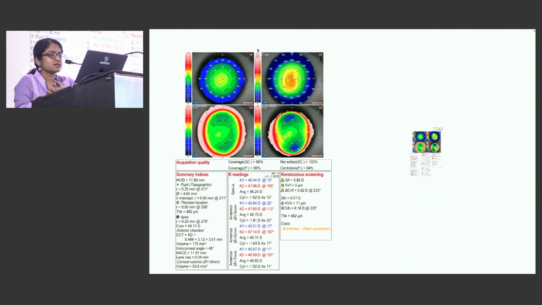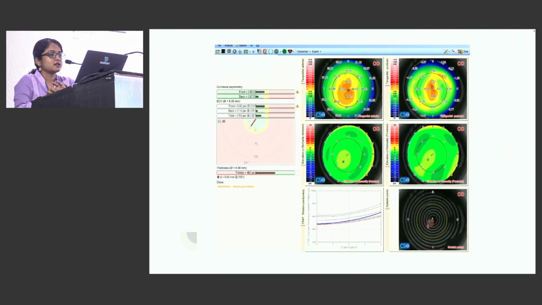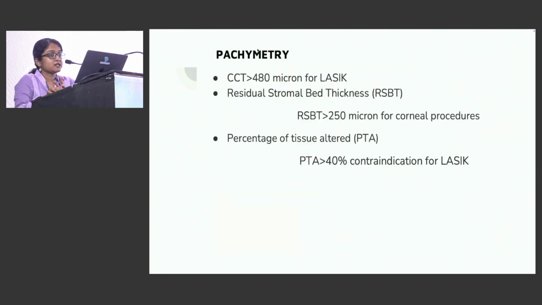So this patient was a borderline patient, the other one was a keratoconus patient, and this shows the CTSP curve of the same patient. Pachymetry is also important because we have to calculate the residual stromal bed and the percentage of tissue altered. PTA above 40 has been associated with higher risk of ectasia.